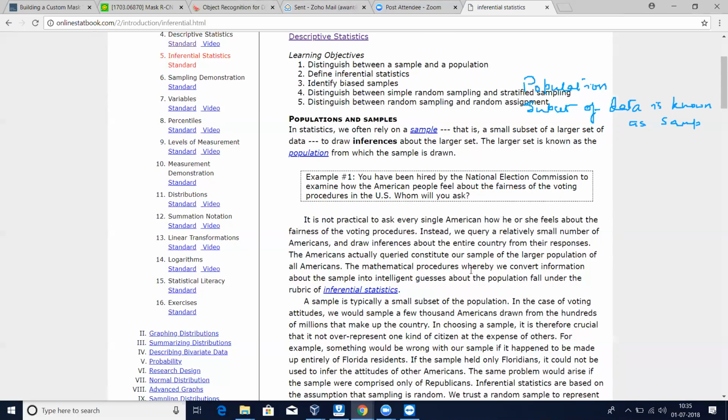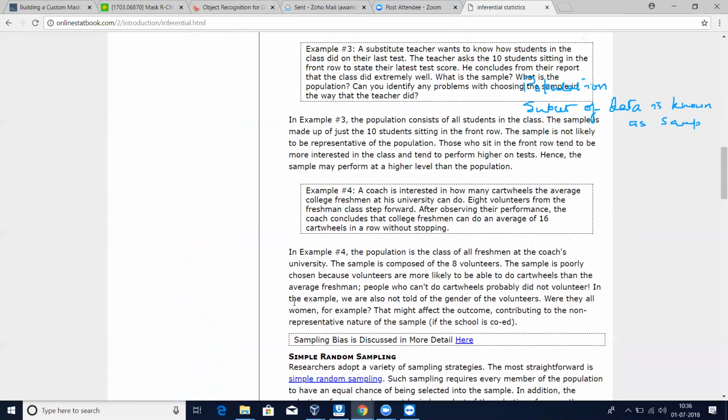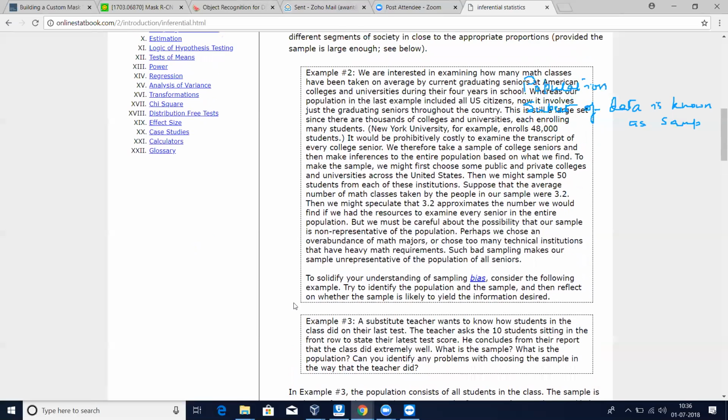The mathematical procedure whereby we convert information about a sample into intelligent guesses about the population falls under inferential statistics, right? But there are a few things to take care of. If the sample that you're picking up is not well represented, you might end up giving a wrong conclusion. Say, for example, an election is happening and you ask only BJP supporters whether they have voted, then your exit polls are very much polarized, right? And that is what happens many times.